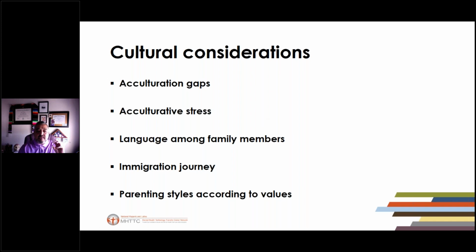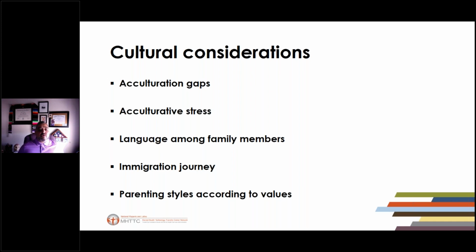So really engage and discuss the immigration journey with those clients that have had that, to understand fully what they've experienced. Typically what we've heard is there's a lot of adverse childhood experiences, obviously, that happen on that immigration journey, and we have to be aware of that.